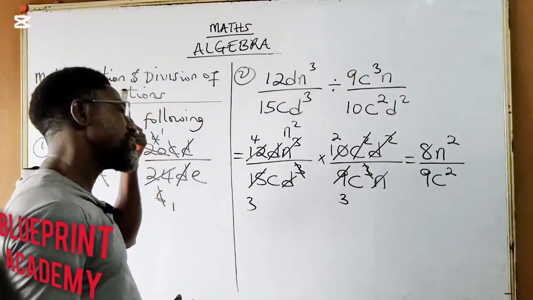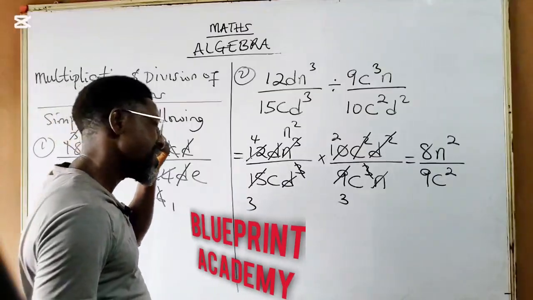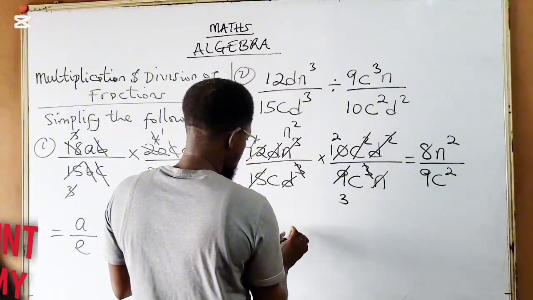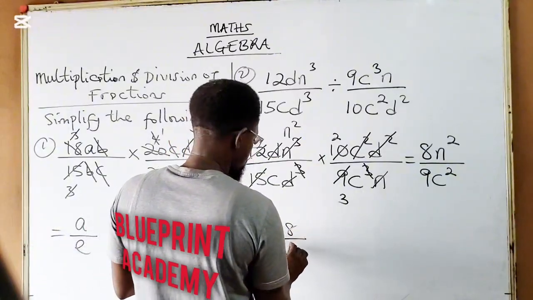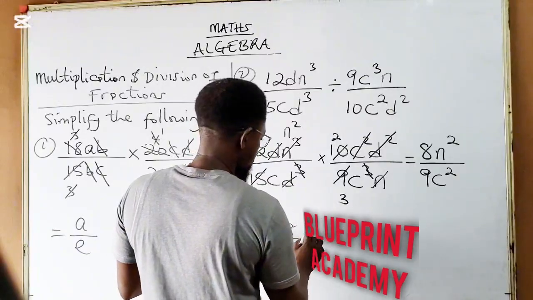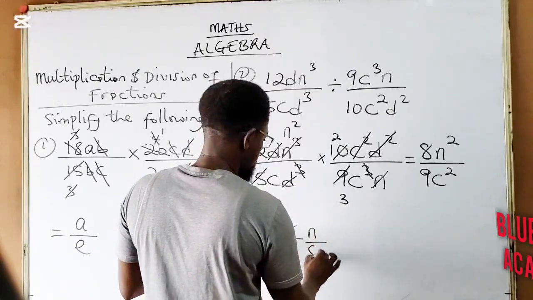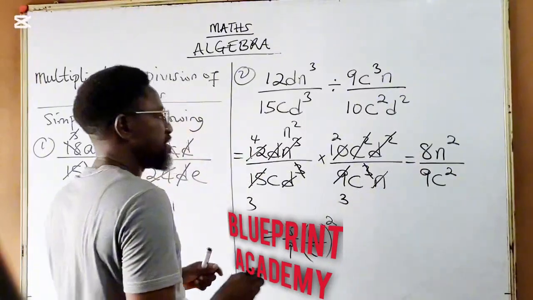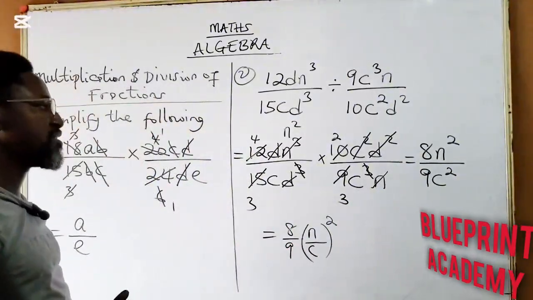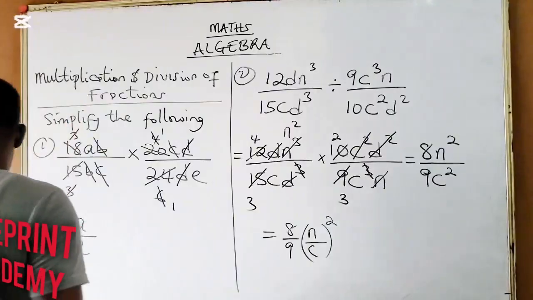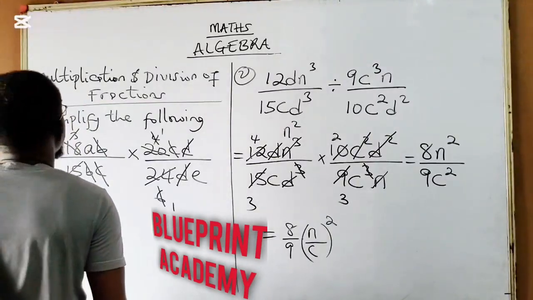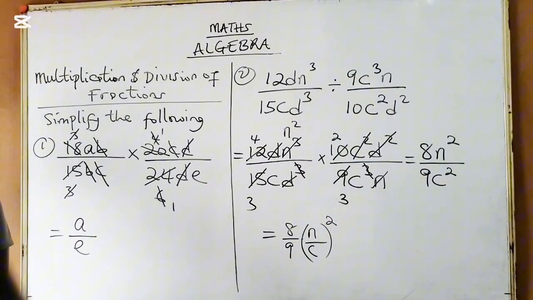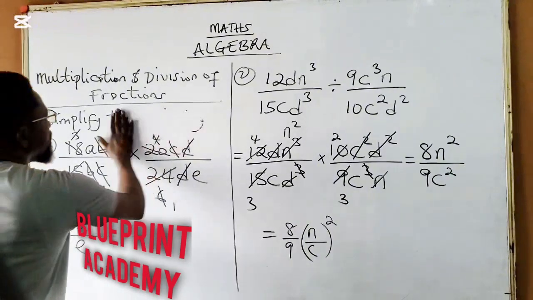Now for objective exams, sometimes you may not see the options like this because we have a square here and a square here. So there's another way you can write the answer. The answer can also be written as 8 over 9, then n over c squared. So this and that are the same thing. Both answers are correct, depending on what you have if it's an objective exam. So this is what is done for multiplication and division.